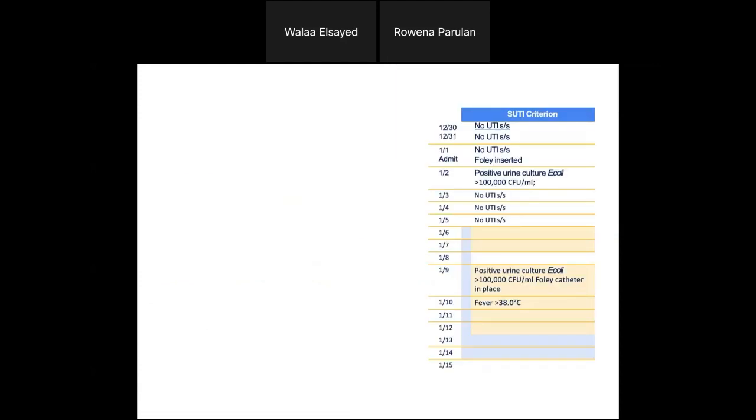Good. Now look at this table and answer yourself. The patient was admitted on 30th of December; on the 31st of December, he does not have any signs and symptoms. The patient was admitted on 1st of January with no urinary tract signs and symptoms and a Foley's was inserted. Two days before, there were no signs and symptoms when he was at home. On 2nd of January, after one calendar day of admission, the urine culture comes positive with E. coli, more than 10 raised to power 5 CFU. So what do you think? Is it a CAUTI HAI or what?